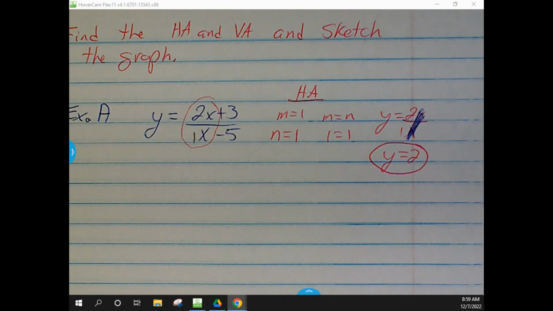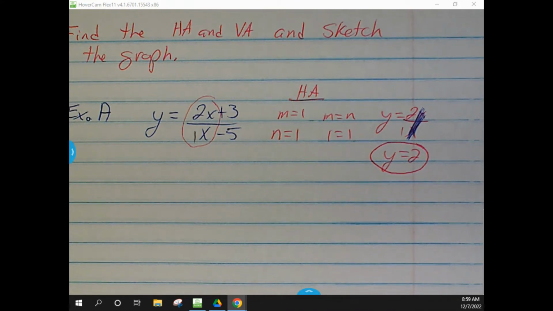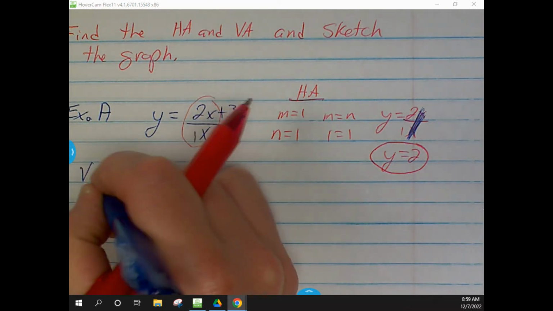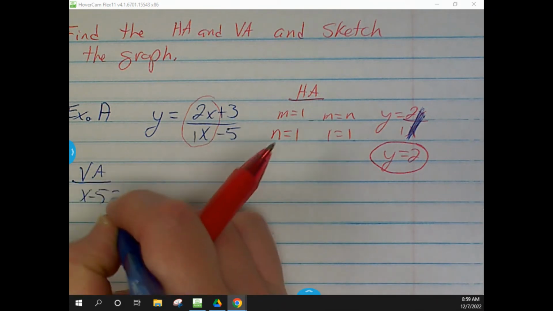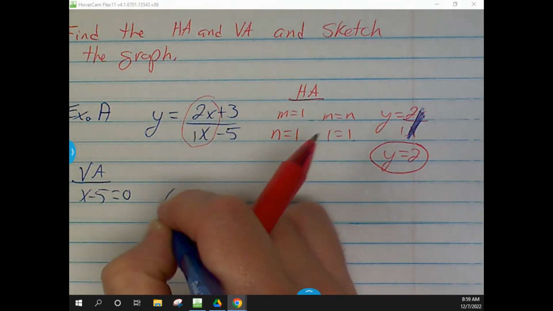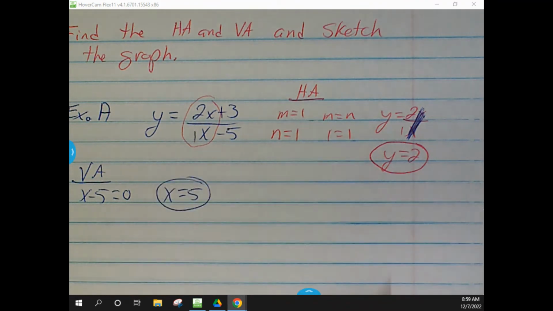Okay, so horizontal asymptote, again, you just have to compare. Based on what the values are for the degrees, it tells you what type of horizontal asymptote you're going to have. All right, vertical asymptotes. Still just denominator equal to 0. So that's x minus 5 equals 0. And that's pretty easy. That's x equals 5.